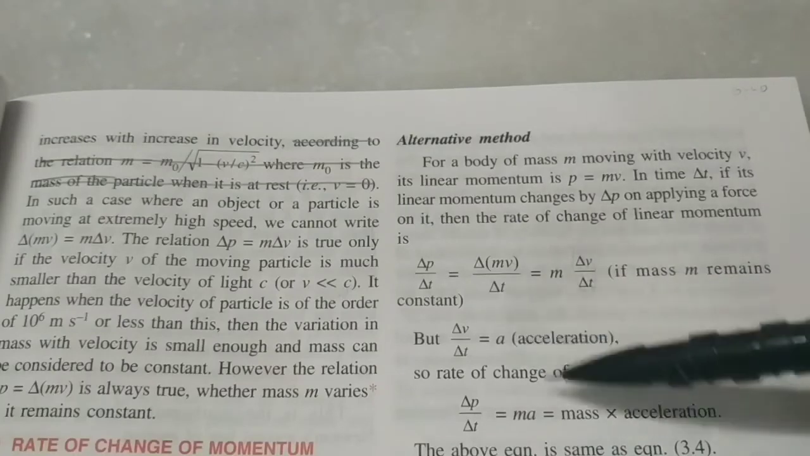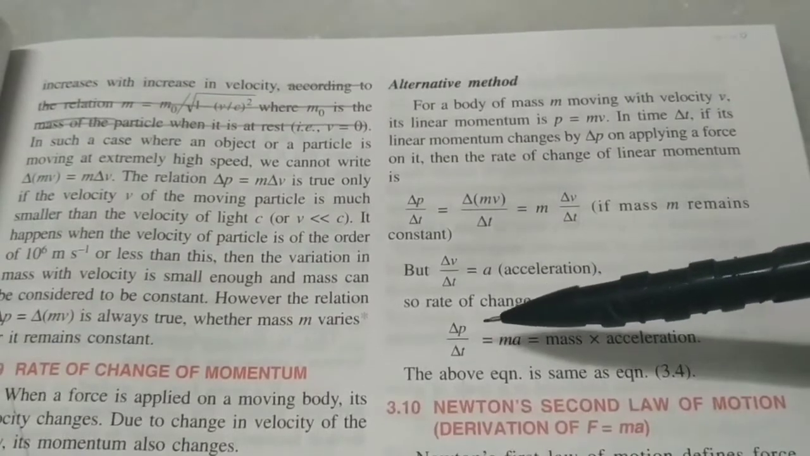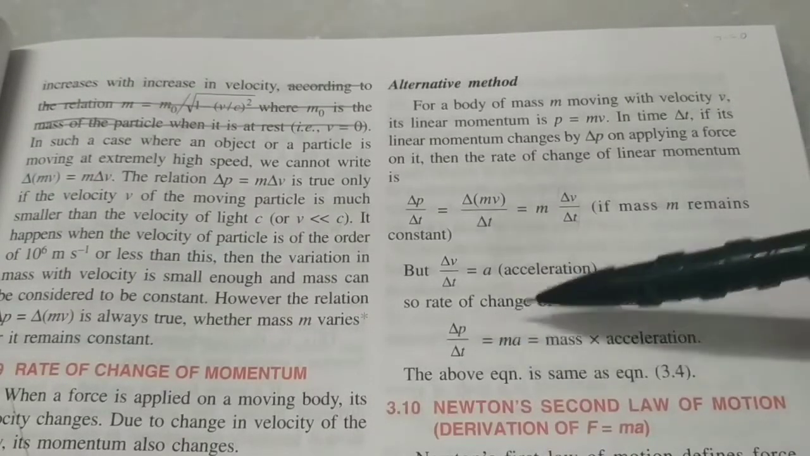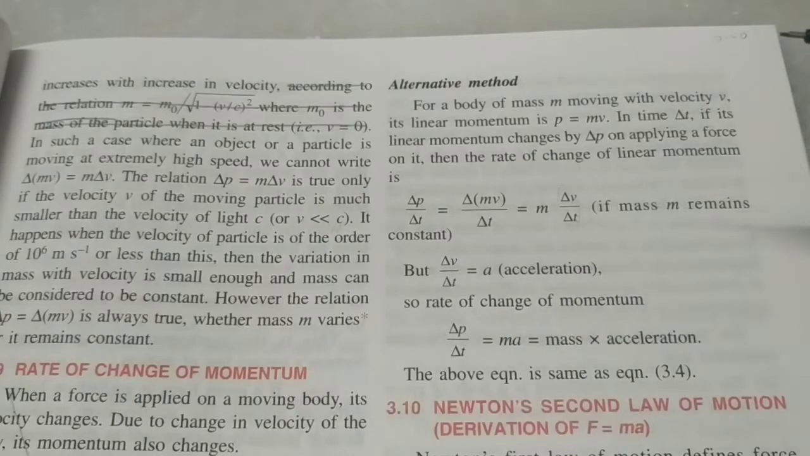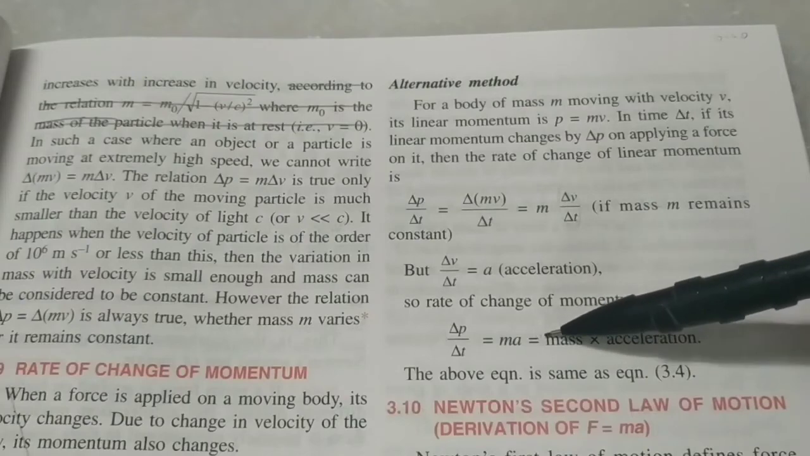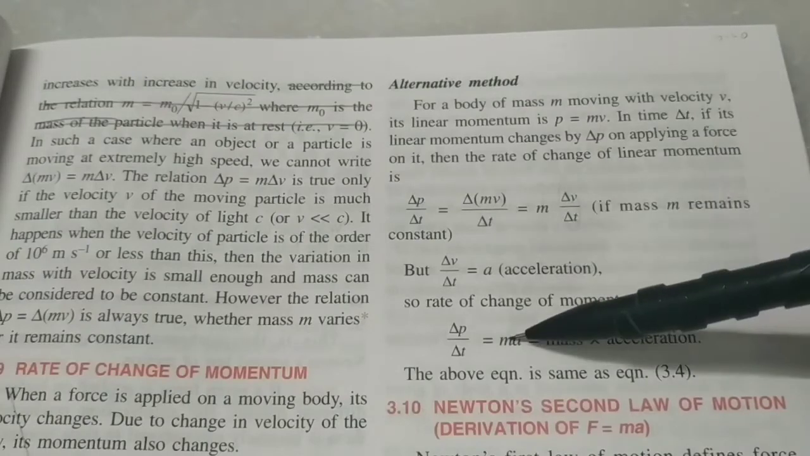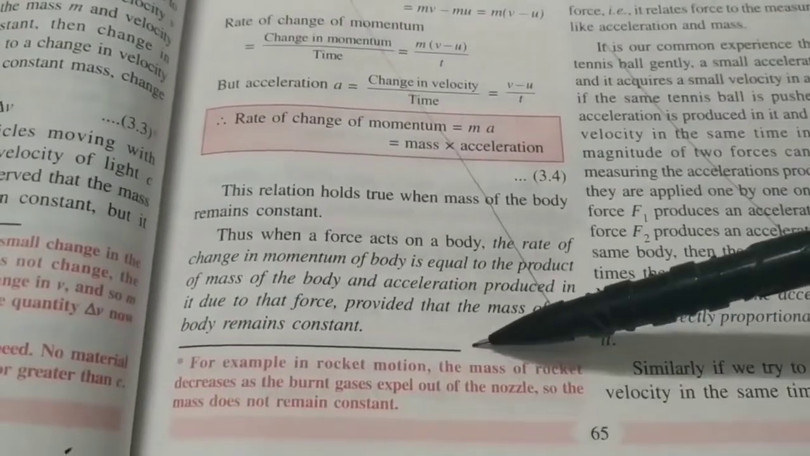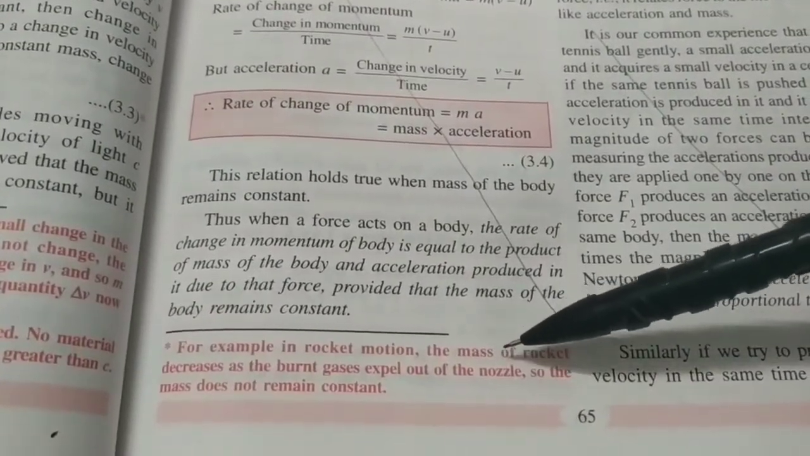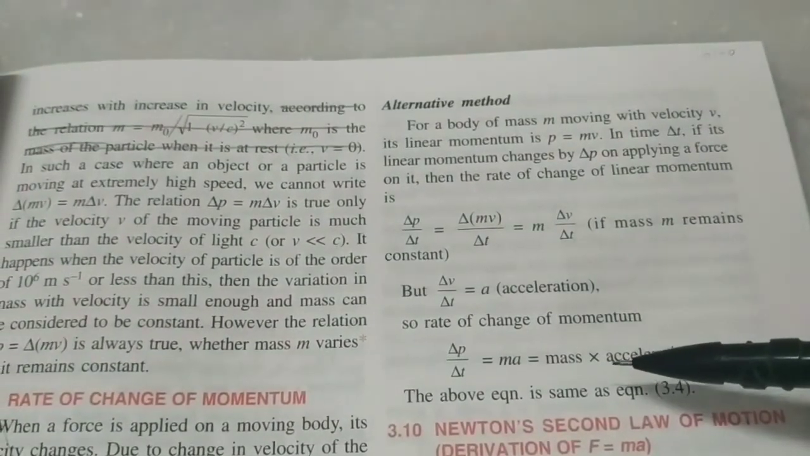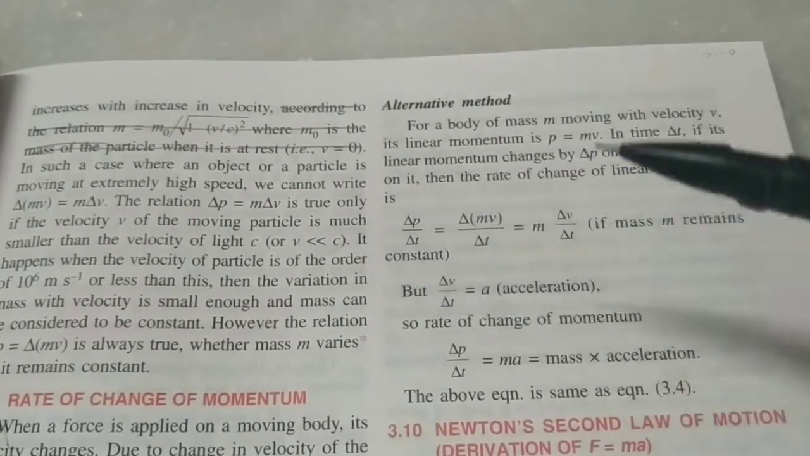So substituting that, we get the equation change in momentum upon time, that is the rate of change in momentum, is equal to mass into acceleration. But this is true only under the two assumptions made. One, mass is constant, which may not always be the case. For example, when a rocket is launched, as it is moving up, the mass of the rocket decreases because the fuel is being used up. And the second assumption is velocity is less than the speed of light.